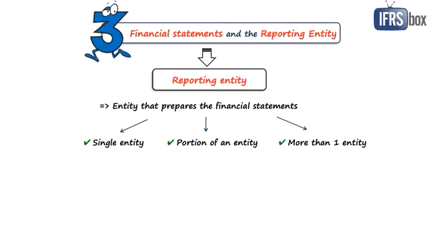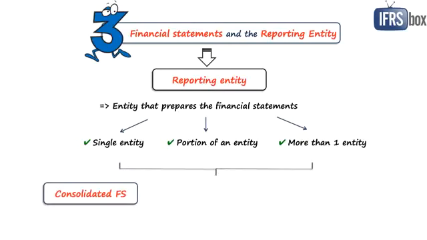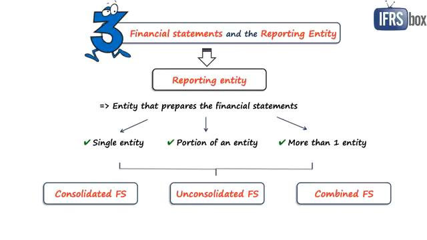As a result, we have a few types of financial statements. Consolidated, where parent and subsidiary provide information as a single reporting entity. Unconsolidated, where the parent alone provides the financial information. And even combined financial statements if a reporting entity comprises two or more entities not linked by a parent-subsidiary relationship.